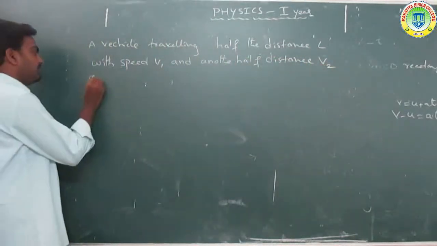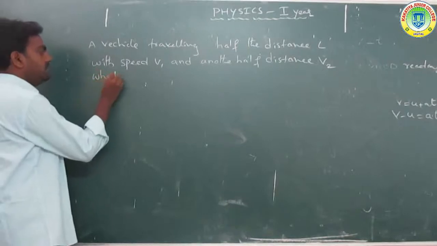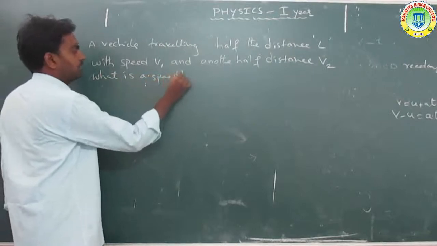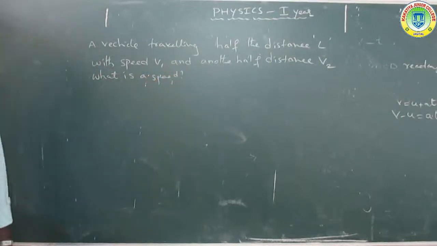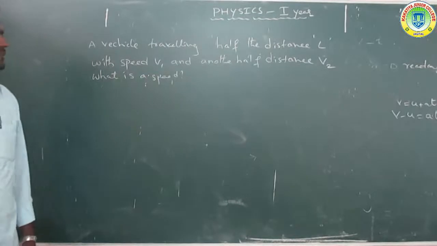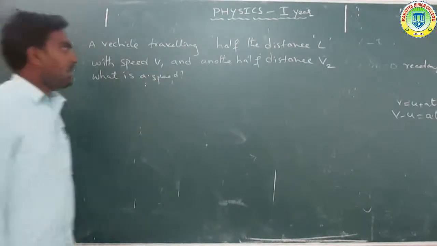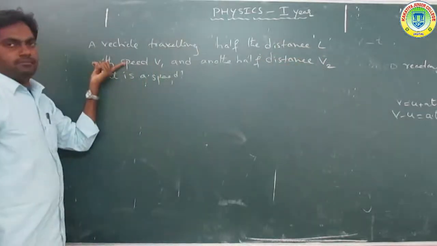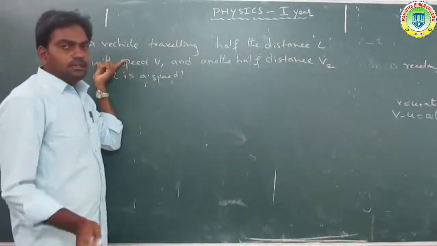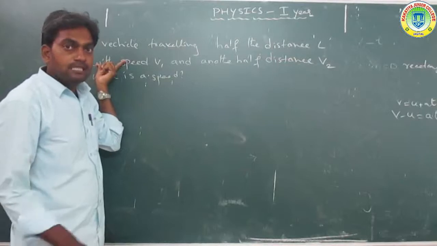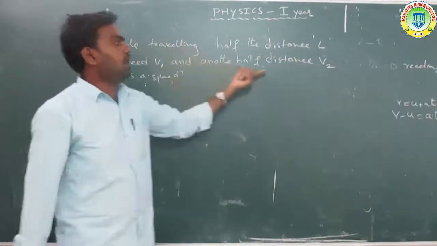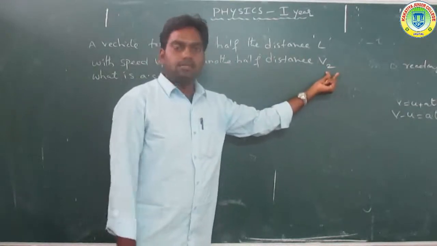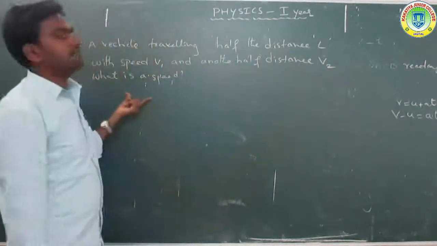What is the average speed? Once again, a vehicle is traveling along a straight line. The first half of the distance L is covered with speed v1, and the other half of the distance with velocity v2. So what is the average speed?